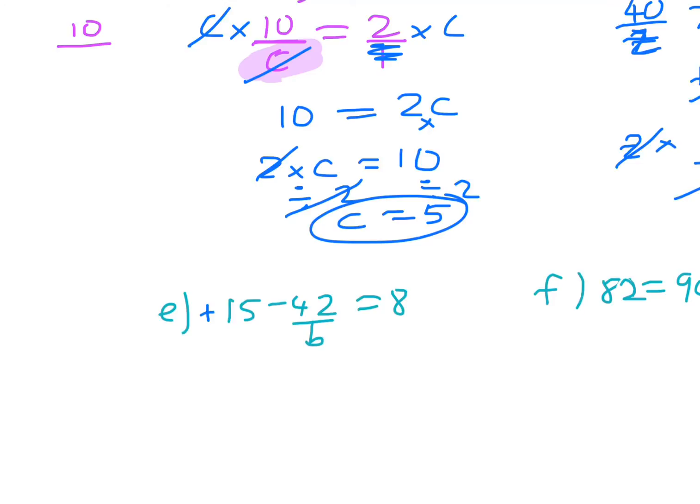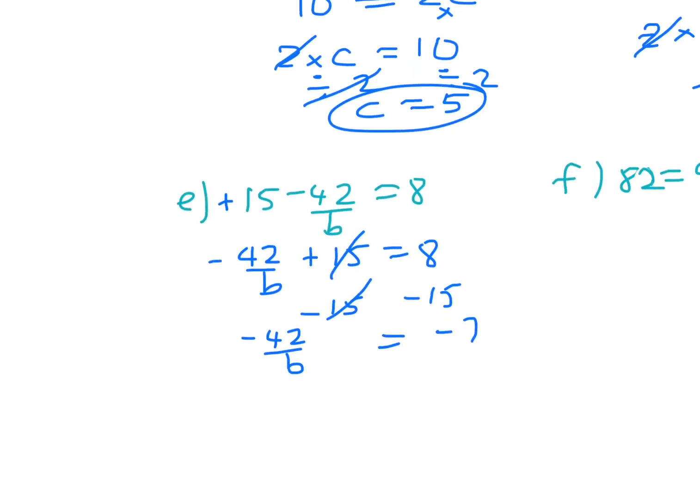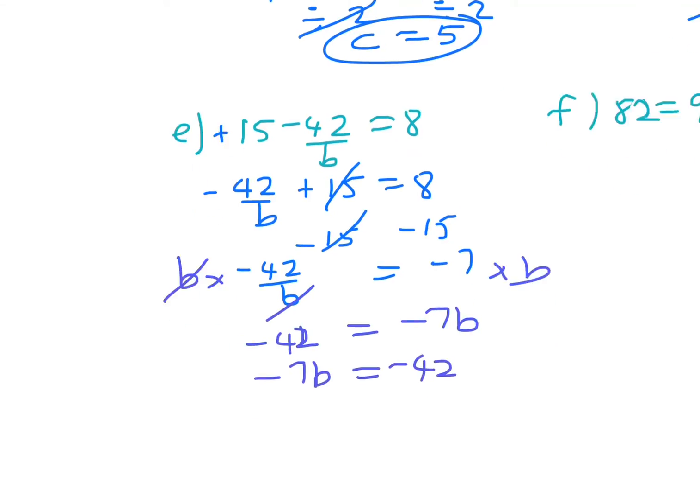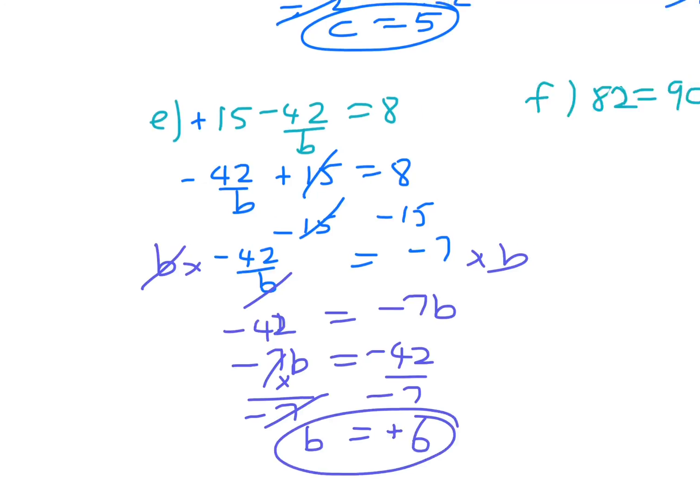Okay, this one here, that's plus 15. I might just write it this way, so write the letter first, so you can see. You're minus 15, so minus 42 over b equals 8 minus 15, which is minus 7. How do I get rid of that b? Because I don't want the b on the bottom. If I times b on both sides, they cancel. Minus 42 is minus 7b. Swap it and write it the right way around. The opposite to timesing by minus 7 is divide by minus 7. Minus 42 divided by minus 7 is plus 6.